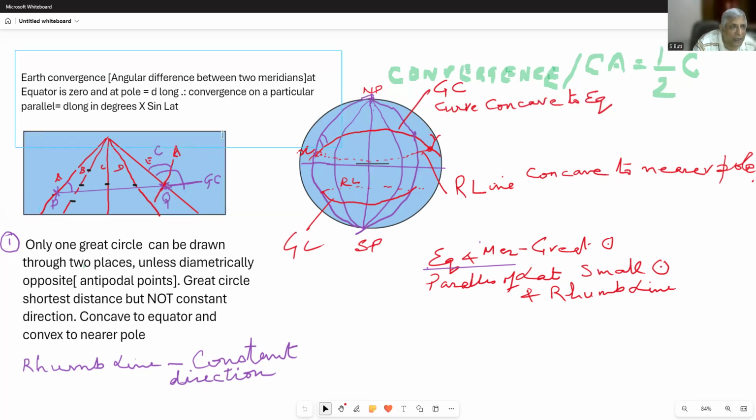So that angle convergence is the angular difference between two meridians at any given parallel of latitude. At equator, it is 0. At pole, it is equal to dlong, and therefore, convergence on a particular parallel of latitude will be dlong in degrees. And since the value is increasing from equator to pole, we multiply this with the sign of the latitude.